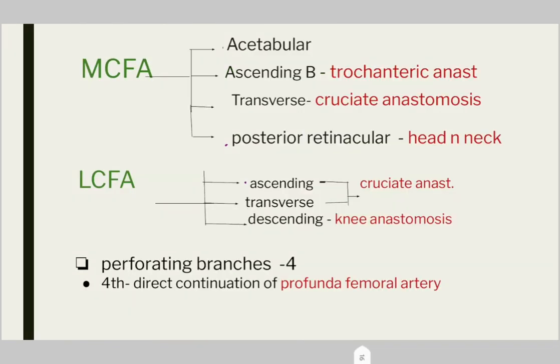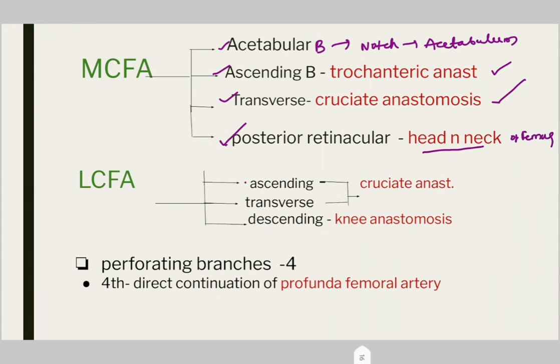Coming to the branches, the medial circumflex femoral artery gives 4 branches: acetabular, ascending, transverse, and posterior retinacular. The acetabular branch will pass through the acetabular notch to the acetabulum. And coming to the ascending branch, it will participate in the trochanteric anastomosis. Transverse will participate in the cruciate anastomosis. Posterior retinacular branches will supply the head and neck of the femur.